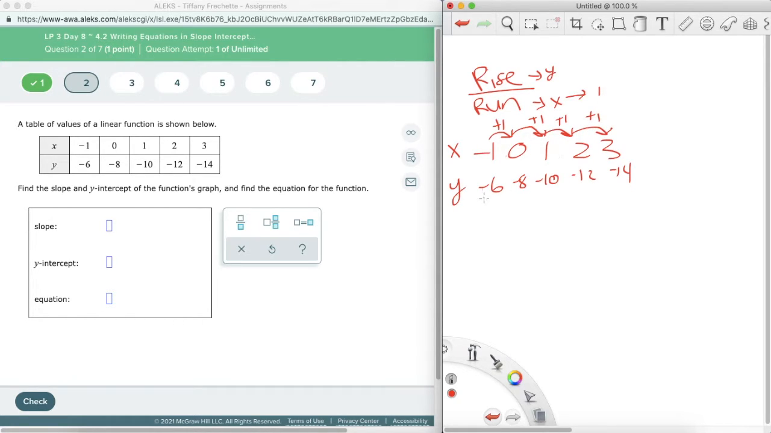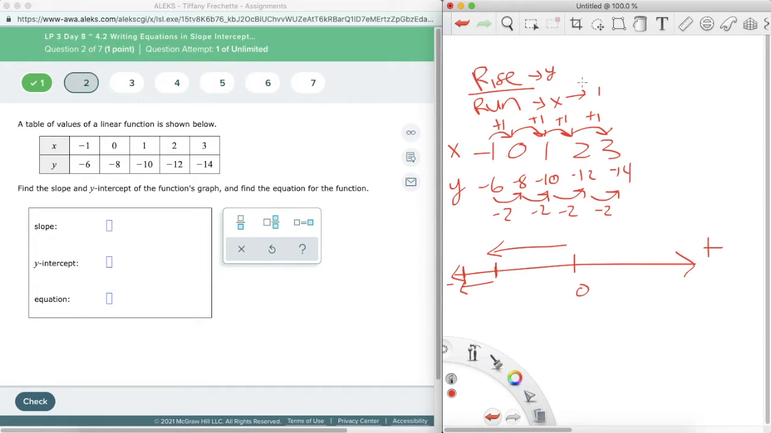My change in Y, that looks like it's going down, right? Because if we think about that number line again, we have negative and we have positive. Well, I had -6, and then I went to -8. That looks like I went more negative, right? I went from 6 to 8. So that means I'm subtracting 2. So each one of these, it looks like it's going down by 2 more. I'm getting more negative as I move along here. So that's my change in y, negative 2.